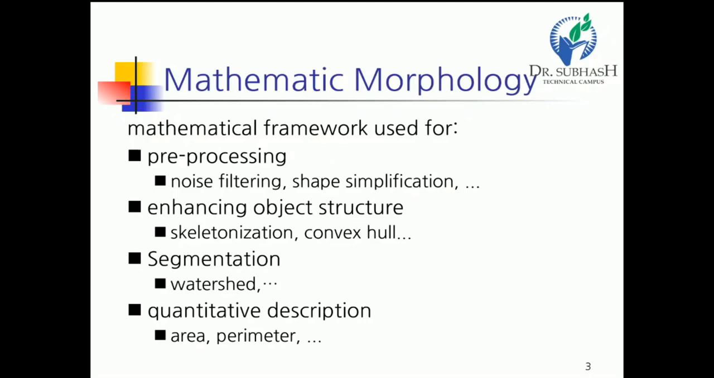This mathematical framework is used for pre-processing, and the first step, pre-processing, includes noise filtering and shape simplification. The second step is enhancing the object structure, which can be done by using skeletonization and convex hull. The third step is known as segmentation, and that one is the watershed. The last one is the quantitative description, and that quantitative description includes the area and perimeter.